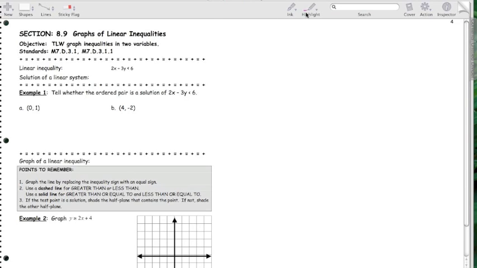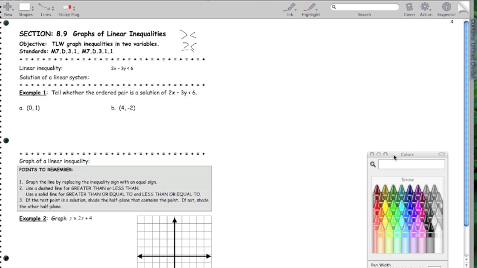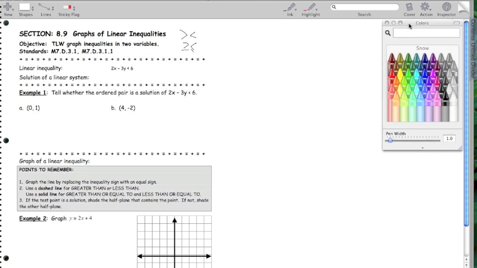Section 8.9, graphs of linear inequalities. So, first thing to notice is that we're using inequalities now. We're going to have inequalities, meaning we are either going to get a greater than, a less than, greater than or equal to, or less than or equal to symbol instead of the equal sign that we've had in the past. The good thing is, for the most part, the graphing, the general concept's exactly the same.